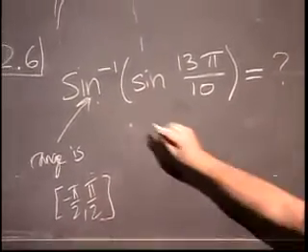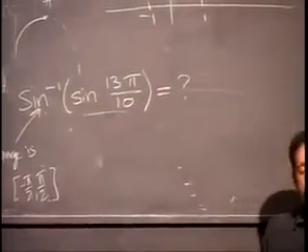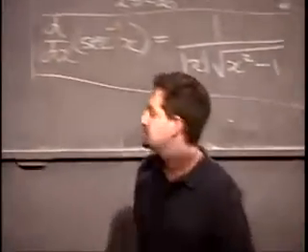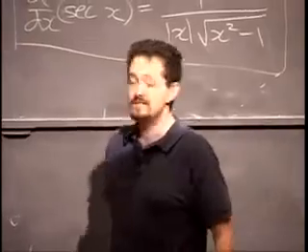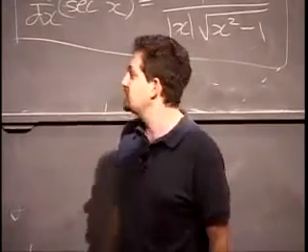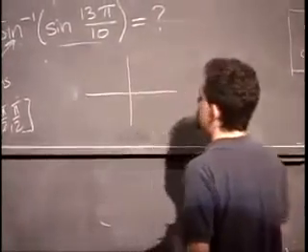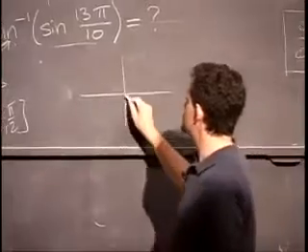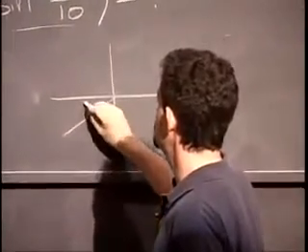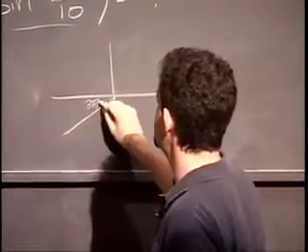So when you take inverse sine of this, the answer cannot be 13 pi over 10, because 13 pi over 10 is bigger than pi over 2. So that cannot be right. What is the correct answer? Well, in order to really get it down, the best thing to do is to draw a picture of it. And 13 pi over 10 is a little bit bigger than pi. In fact, it's 3 pi over 10 more than pi.